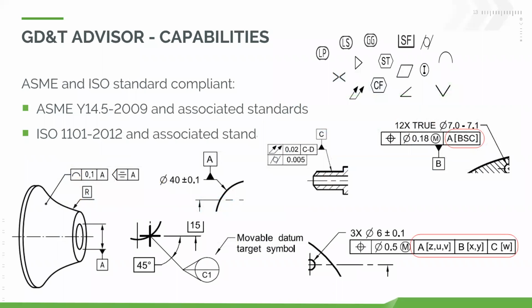As I mentioned, the GD&T Advisor is also up to the ASME and ISO standards. So it's going to point out any problems and have that built in. So when you build your GD&T information, you know it's correct based on the standards that you're working with.